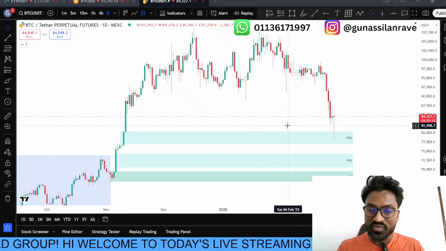Let me turn this off so that you guys can see it clearer. This is basically that fair value gap zone. Like we said, price actually came and mitigated the zone. This was an actual trade that we took today.